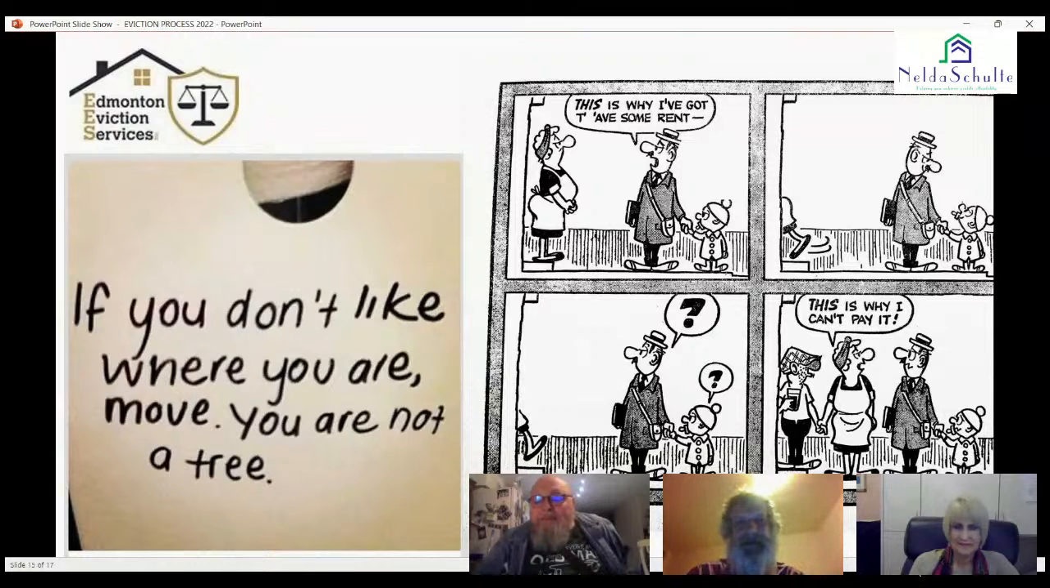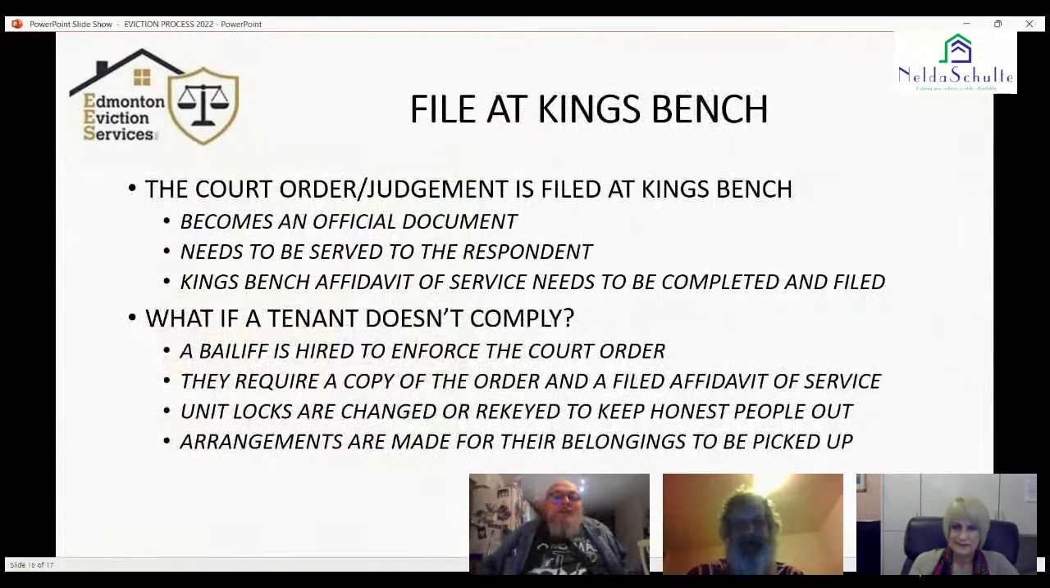There we go. So now you've got a court order and a judgment. They come on the same paper. The court order is involving eviction. Judgment is for money. So now you file it at King's Bench. It becomes an official document at that point, and then it needs to be served to the respondent.